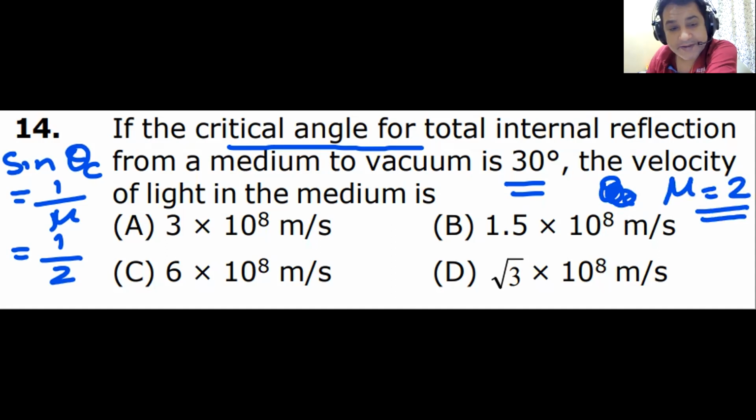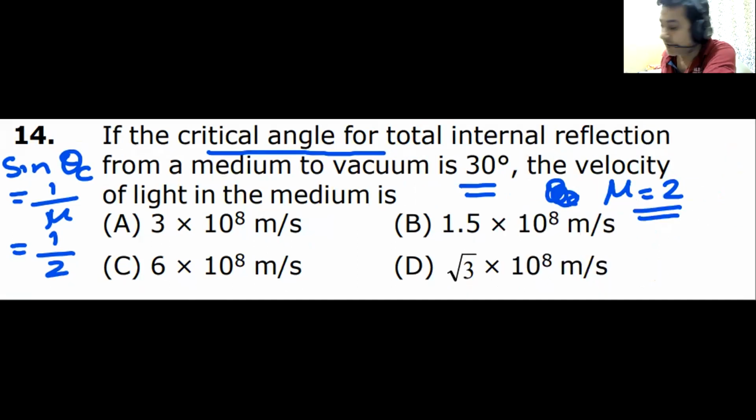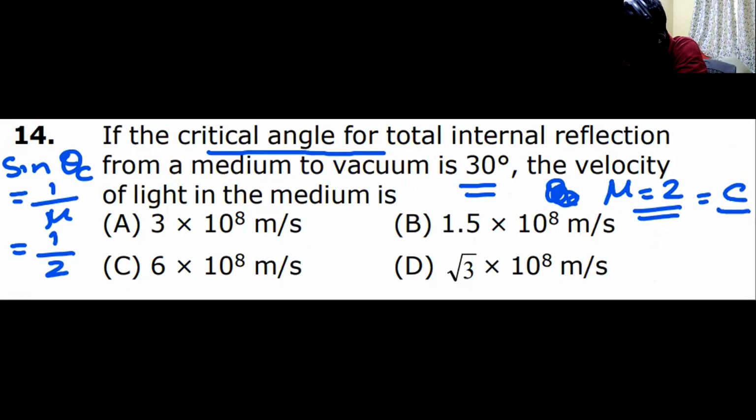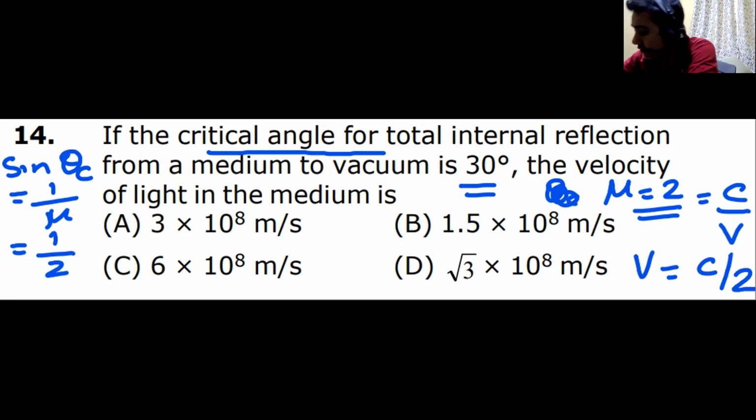Now we know the value of mu is 2. We can find out the speed of light in that medium. We know the formula: mu is equal to C divided by V, where C is the speed of light in vacuum and V is the speed of light in the medium. From here, I can get V is C by 2. Yes or no? Yes, sir.